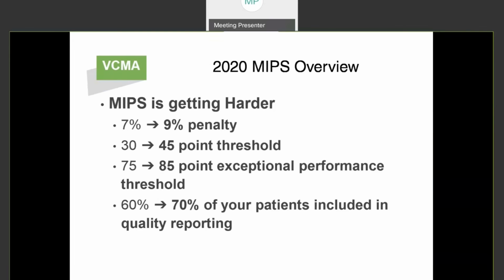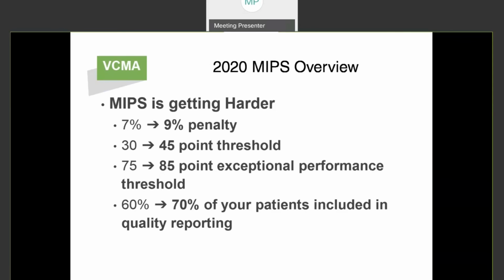The threshold for getting into the exceptional performance arena, where you get access to that extra $500 million of revenue, is going to increase from 75 to 85 points. And as far as quality reporting goes, that is going to move from 60% of your patients, regardless of payer, to 70% of your patients, regardless of payer.